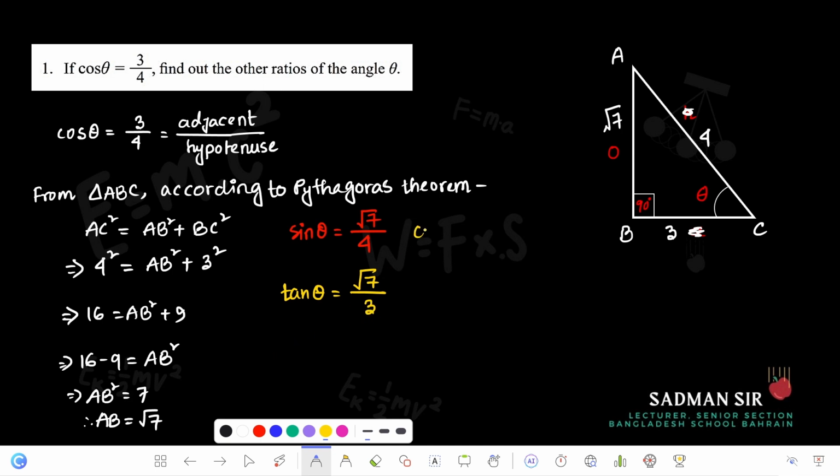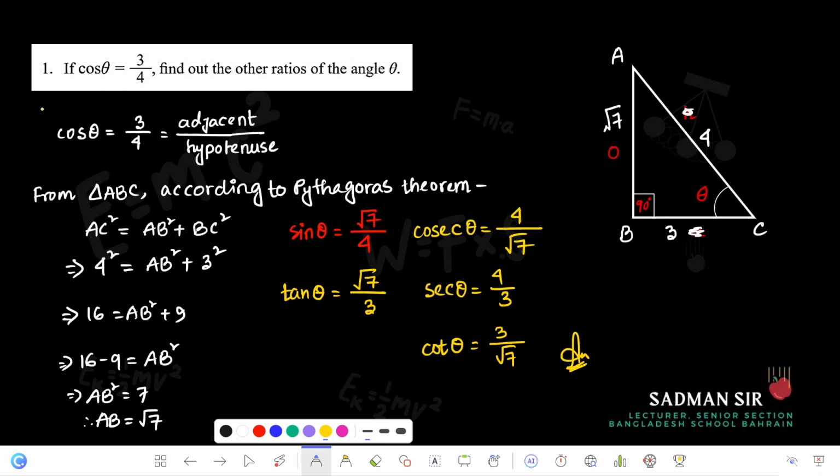And cosec is nothing but the reciprocal of sine theta, so we don't need to calculate that much. Just root 7 by 4, we will make it 4 by root 7. Then we have sec theta, and sec theta will be the reciprocal of cos theta, which is 3 by 4, so it will become 4 by 3. And cot theta is the reciprocal of tan theta, root 7 by 3, so it will become 3 by root 7. Simple, there goes your answer.